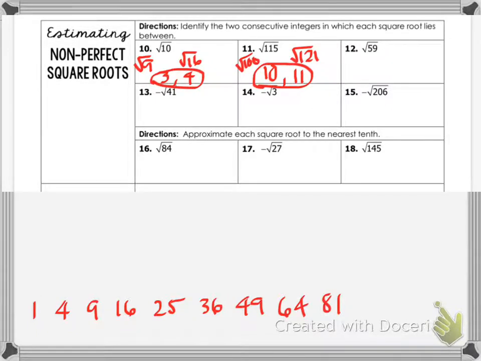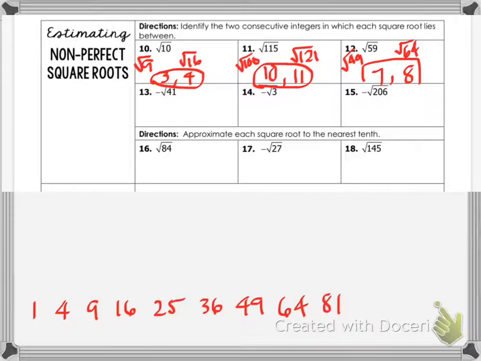All right, the square root of 59 comes between the square root of 49, which is 7, and the square root of 64, which is 8. So this comes between the two integers 7 and 8.